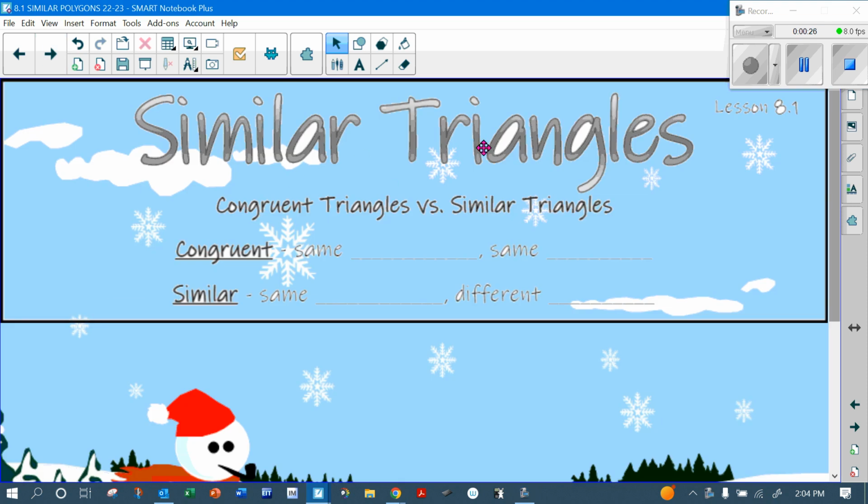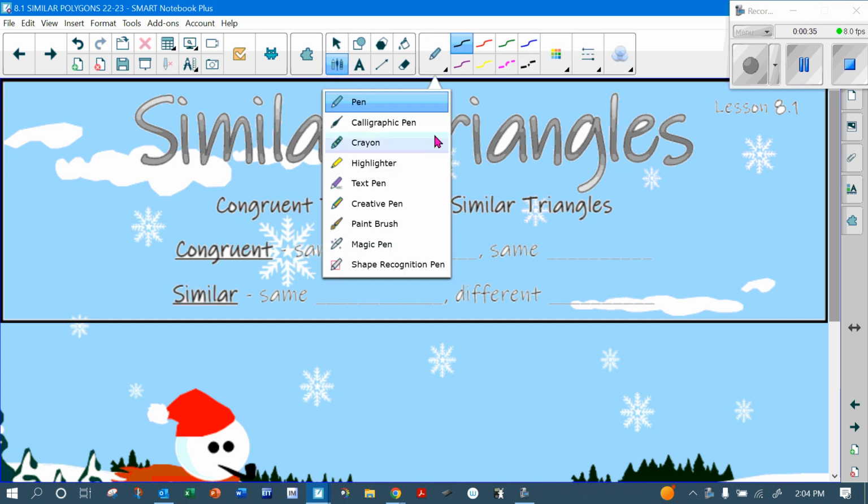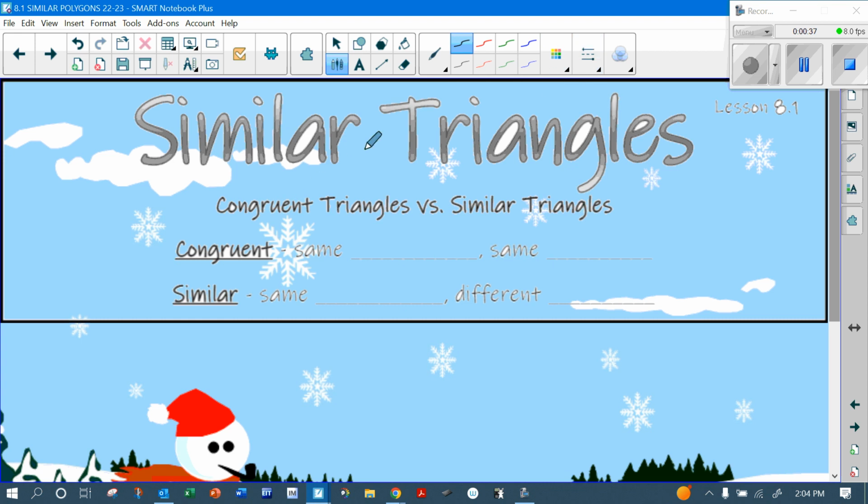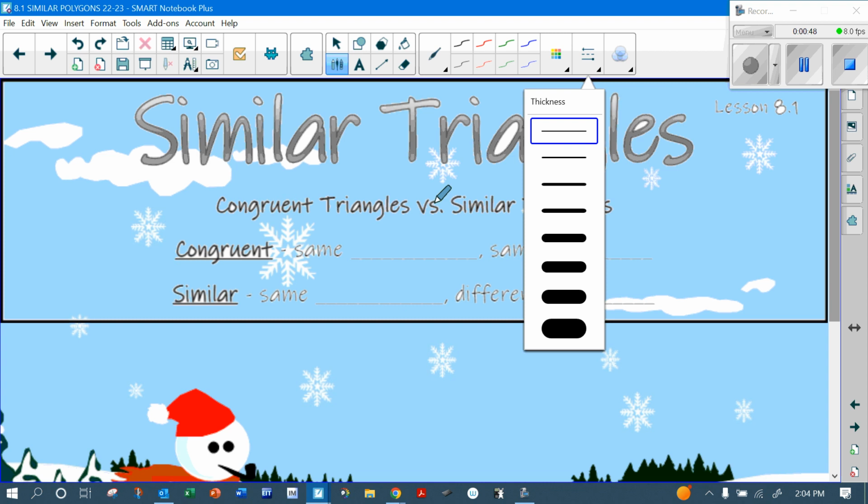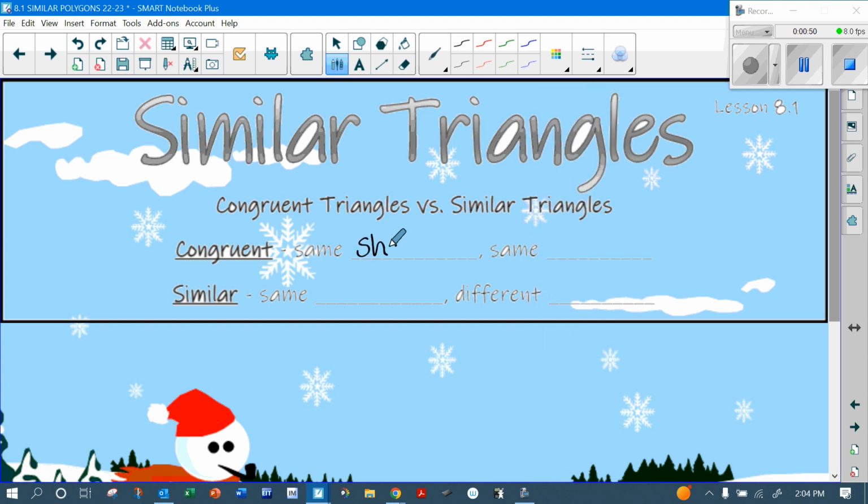All right, so similar triangles is what we're going to start with. What we need to make sure that we are aware of is similar triangles versus congruent. Congruent means they have the same shape and the same size. So if they are congruent, that means they're identical.